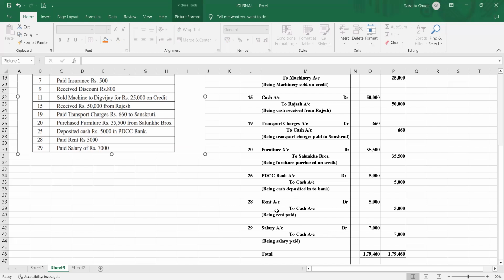Okay, so these are some common transactions which will be there in your exam. Don't forget to write narration to each and every entry. Take the total and close your journal entry.